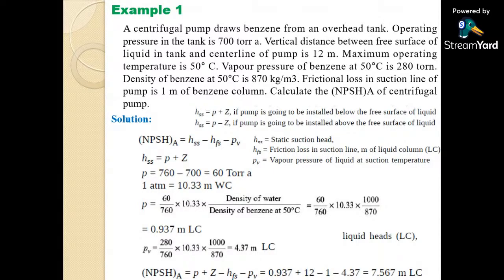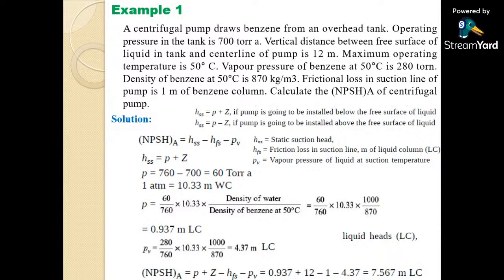So in this numerical we have to calculate the available value of the NPSH, for which the pressure conditions are provided at the suction and at the outlet or at the discharge line. The problem statement is very simple. We have to find out the NPSH available for a pump which is used for the benzene from an overhead tank. So the situation is like this.